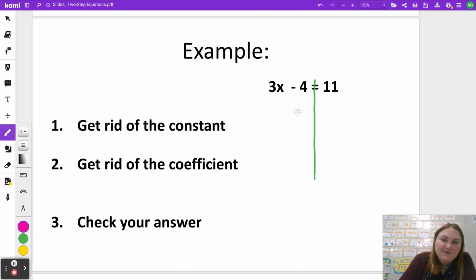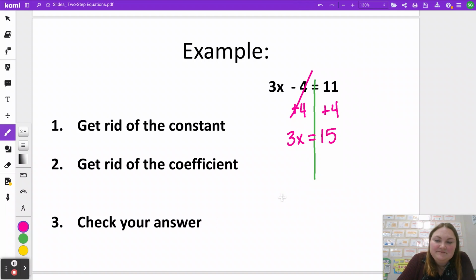The opposite of -4 is +4. And just like we did yesterday, we will do that on both sides. -4 plus 4 gives me 0, so I can say those cancel, and I am left with 3x equals 11 plus 4, that is 15.